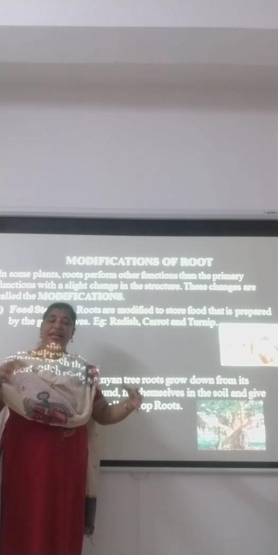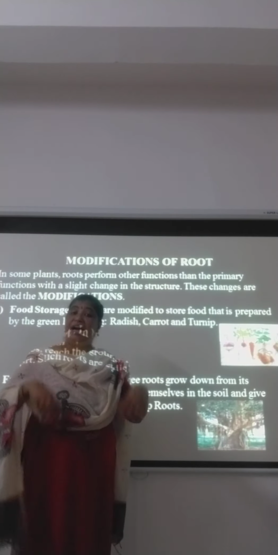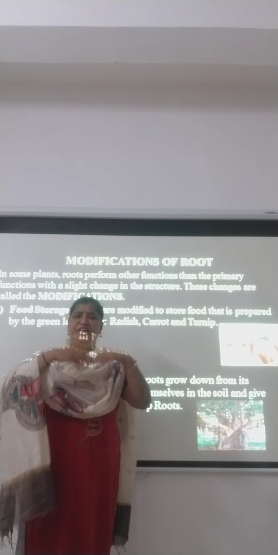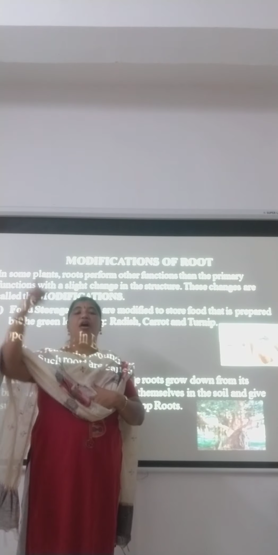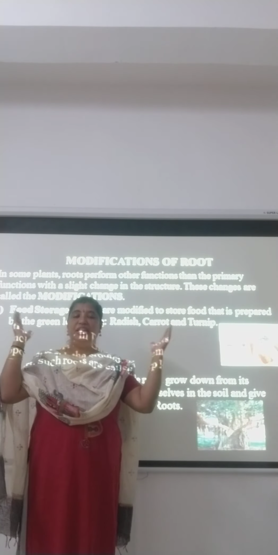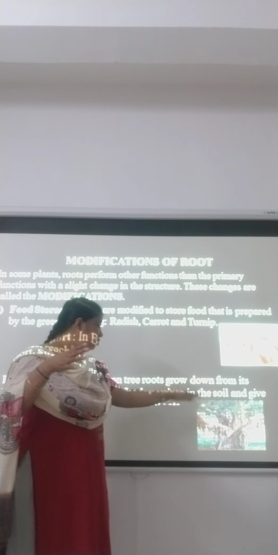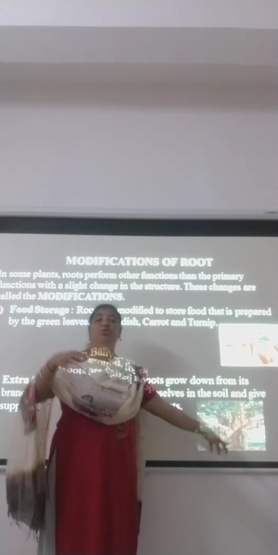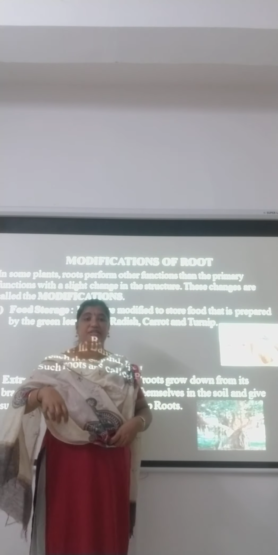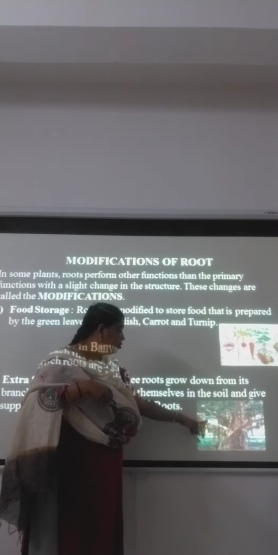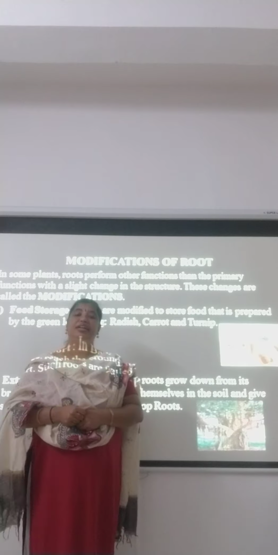Okay, now the second modification is to give the support. Understood? Roots generally help the plant to fix the soil, right? Apart from that, very big trees like the banyan tree. When you are going for a long trip with your parents, you must have seen a few banyan trees on the roadside. Now in these banyan trees, you can find certain roots which are hanging from the stem, from the branches.